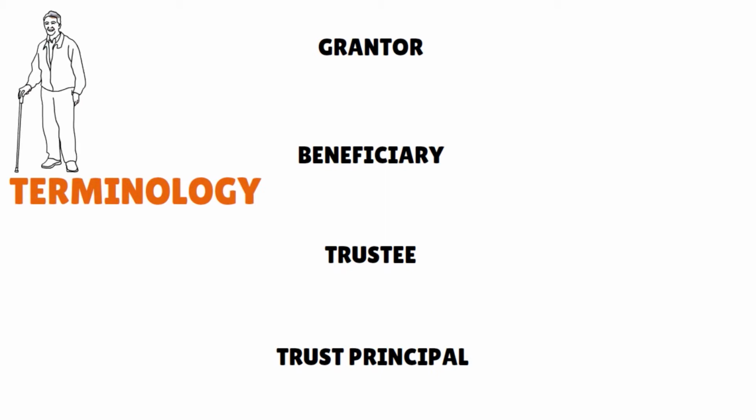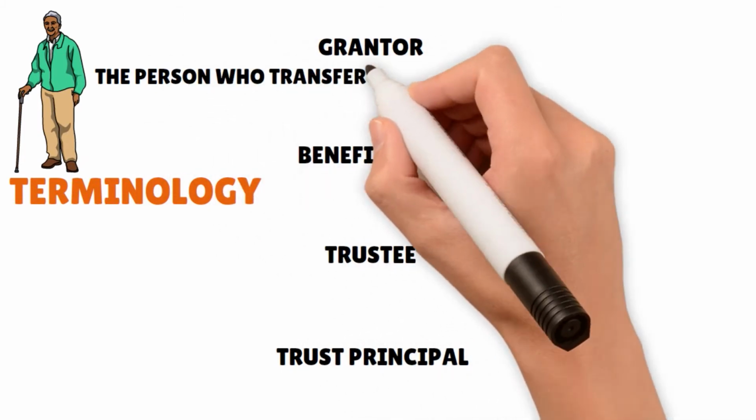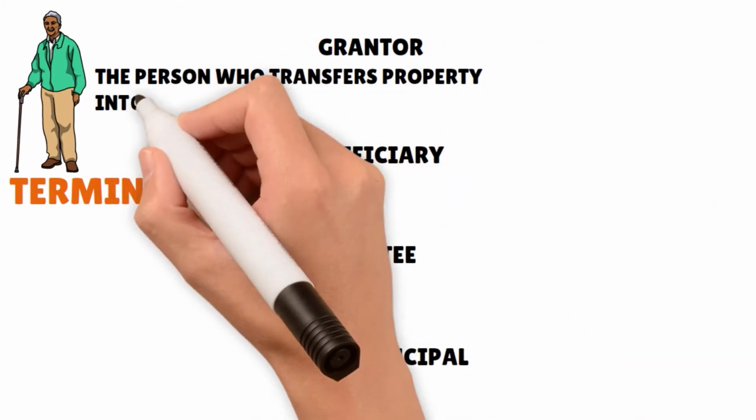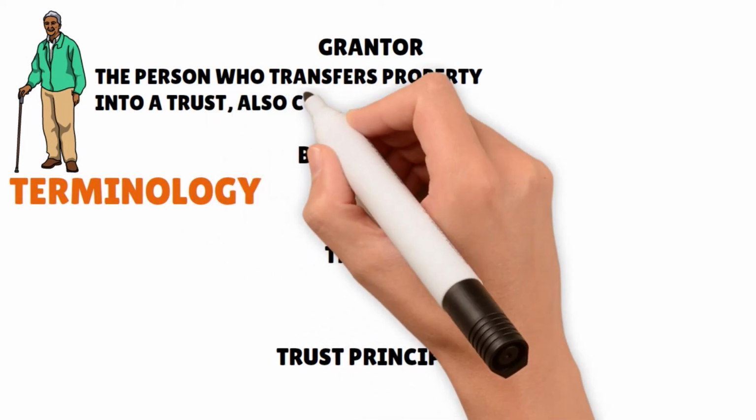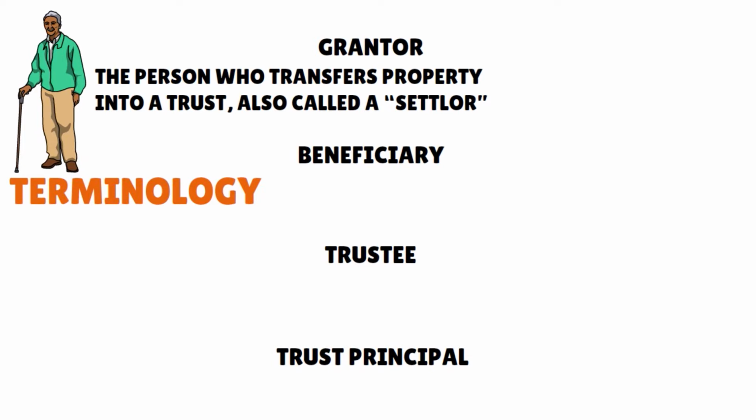What is a grantor? A grantor is the person who transfers property into a trust. And when you hear the terms grantor and settlor, they mean the same thing. They're synonyms. Settlor is spelled S-E-T-T-L-O-R, not E-O-R. For instance, if you transfer property into a trust, you become a grantor or a settlor.